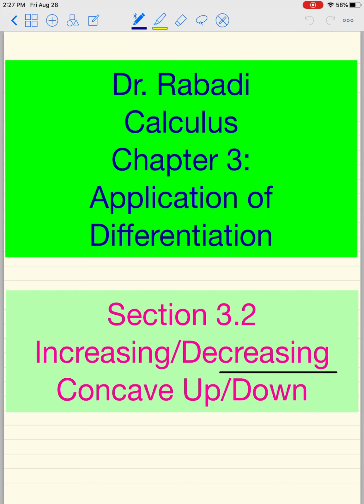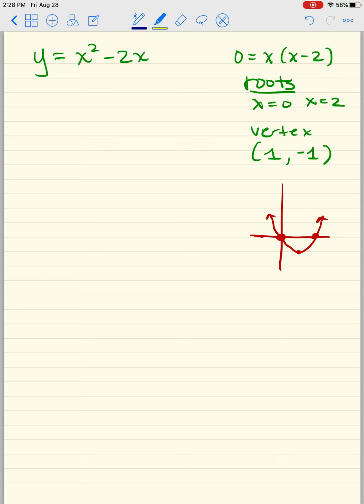Hey guys, welcome back. This is going to be one of my favorite videos. It's going to use mathematics to show you what you probably already know just based on a picture. So I'm calling this increasing, decreasing, concave up, concave down. And so let's take a look at an example.